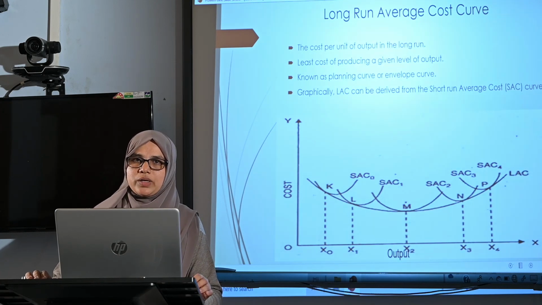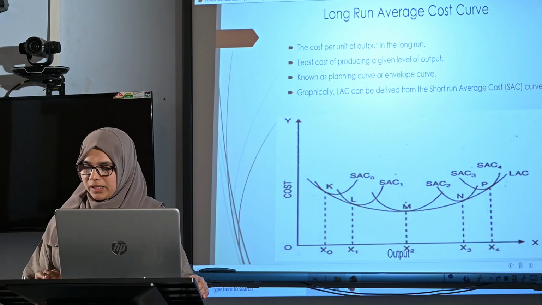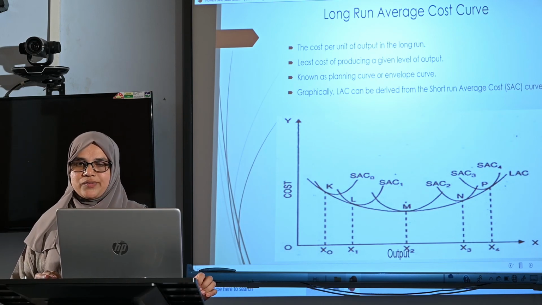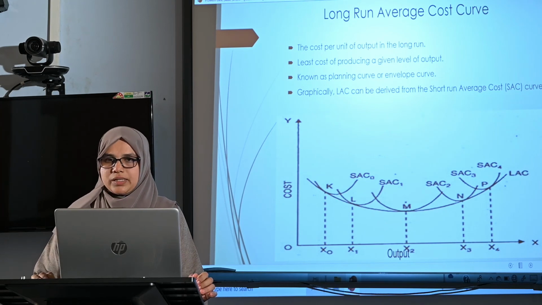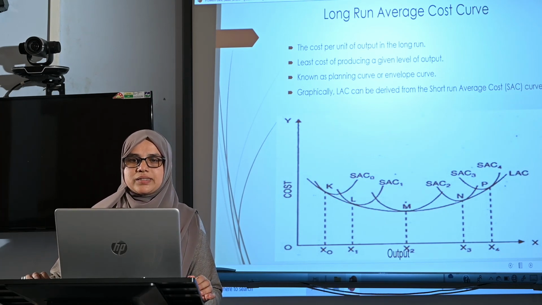When it is operating on a large scale, these include managerial inefficiencies, problem of coordination and control, and as a result cost increases, per unit cost increases. LAC has positive slope.